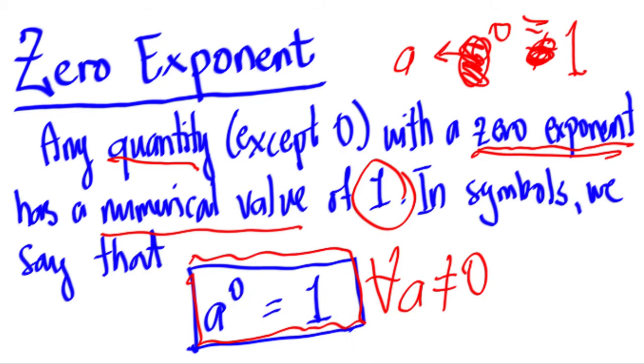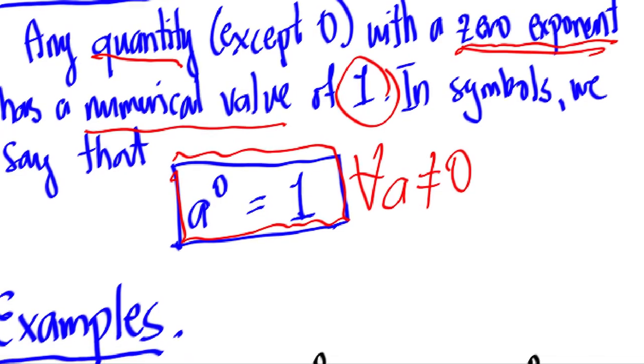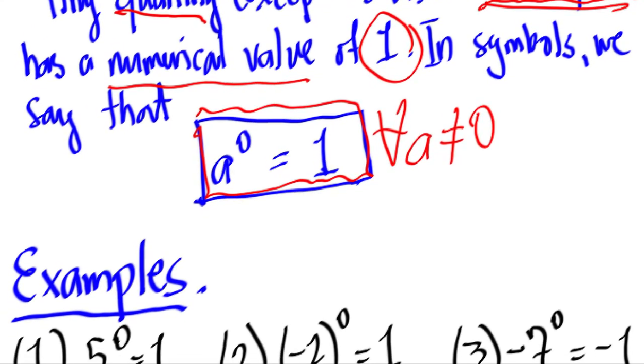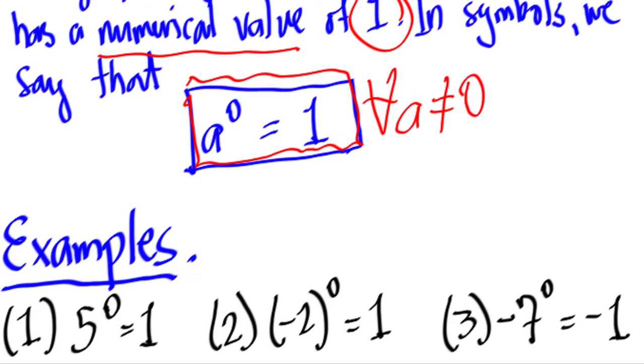Some examples, if you want some clarifications, if this is not enough for you. So we have here some examples. 5 raised to 0 is equal to 1. Let's check number 2, maybe you'll get confused. Number 2, negative 2 in a quantity. Take note, we have a parenthesis, inside the parenthesis we have minus 2. So minus 2, the whole of it, raised to 0 is going to give us 1.